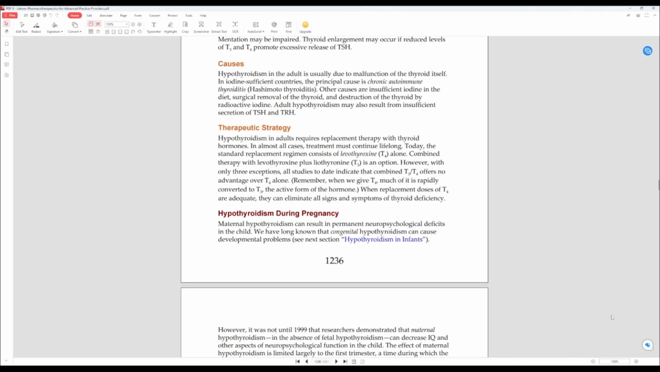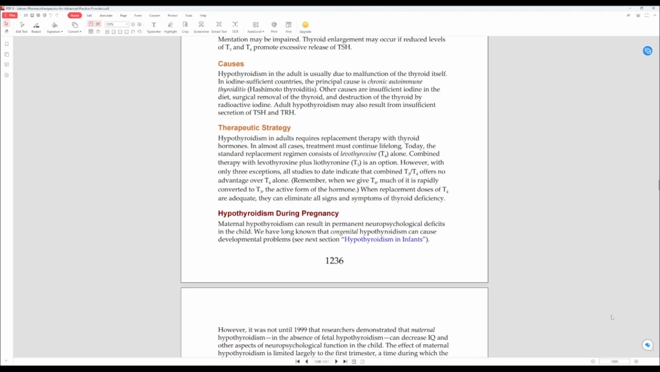Combined therapy with levothyroxine plus liothyronine is also an option. However, with only three exceptions, all studies to date indicate that combined T3-T4 offers no advantage over T4 alone. Remember, when we give T4, much of it is rapidly converted to T3, the active form of the hormone. When replacement doses of T4 are adequate, they can eliminate all signs and symptoms of thyroid deficiency.